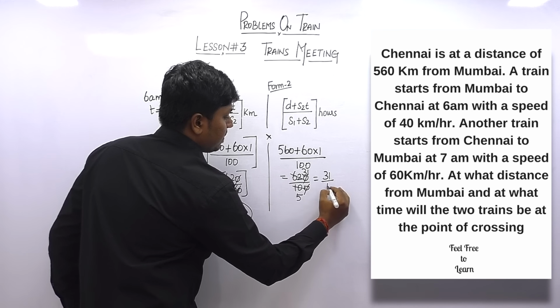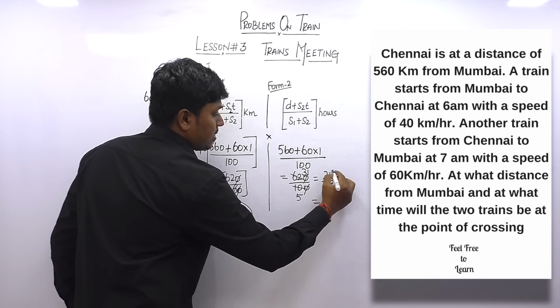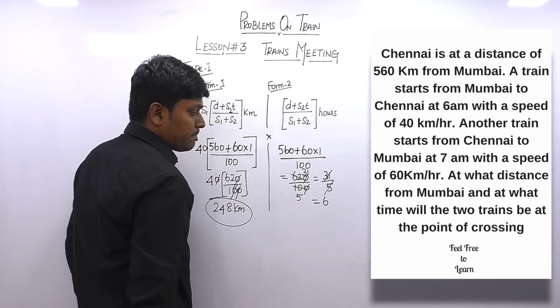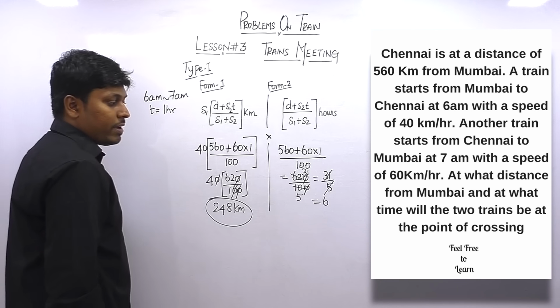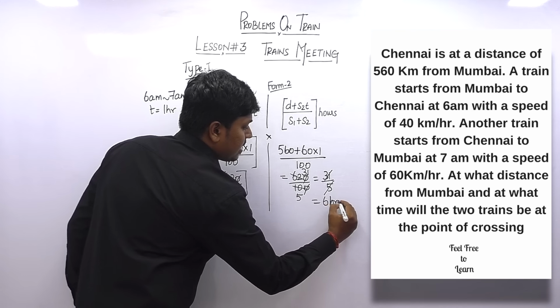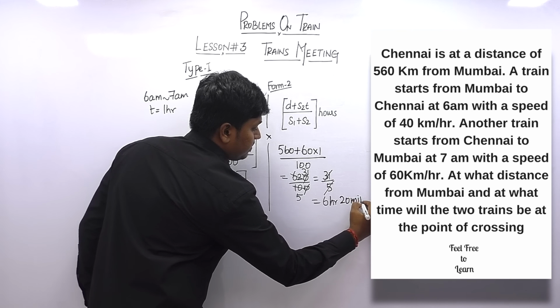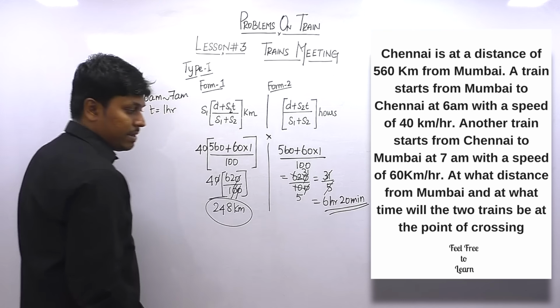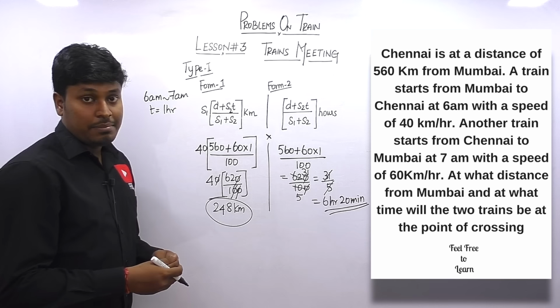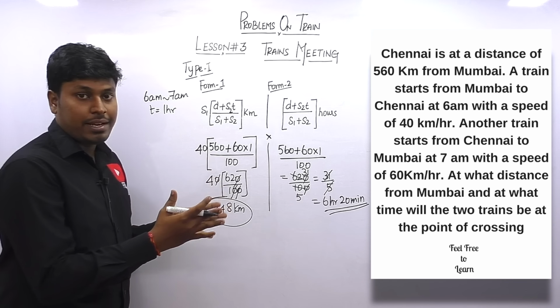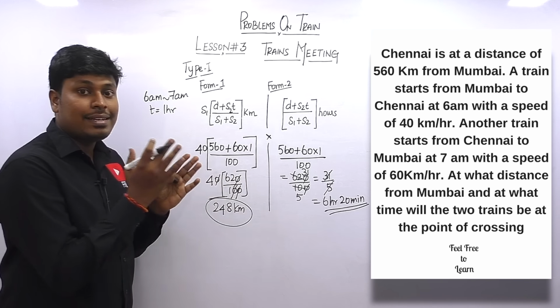So 31 divided by 5. Again, once you cross this, 6 5s are 30. So remaining will be 1.0, that is 20, right? So 6.20, which is 6 hours 20 minutes. So after 6 hours 20 minutes, both the trains will meet. But our target is to find at what time, right? So they are asking at what time.